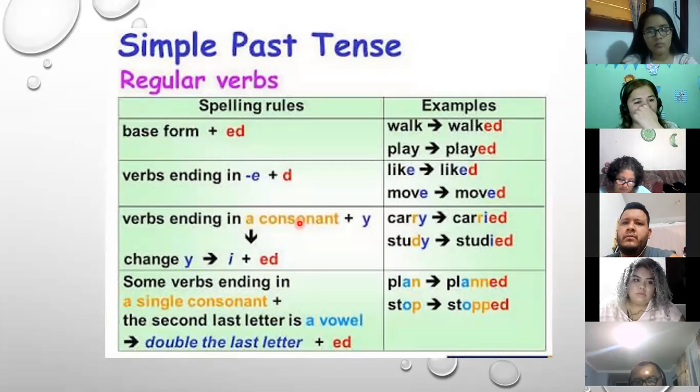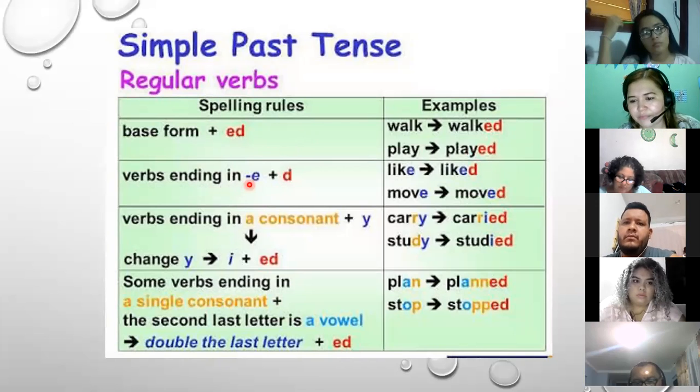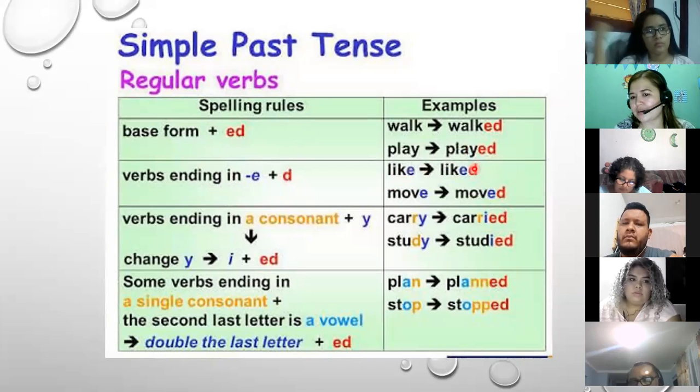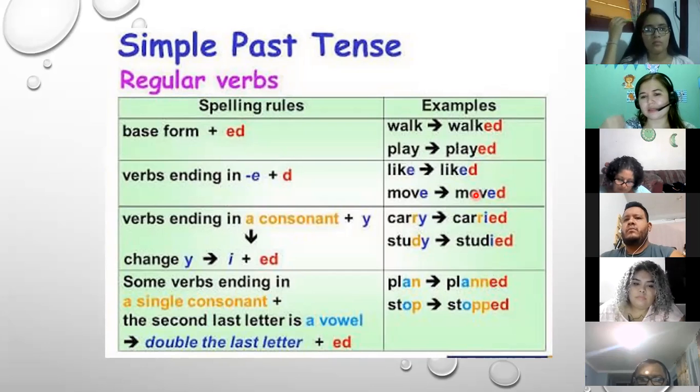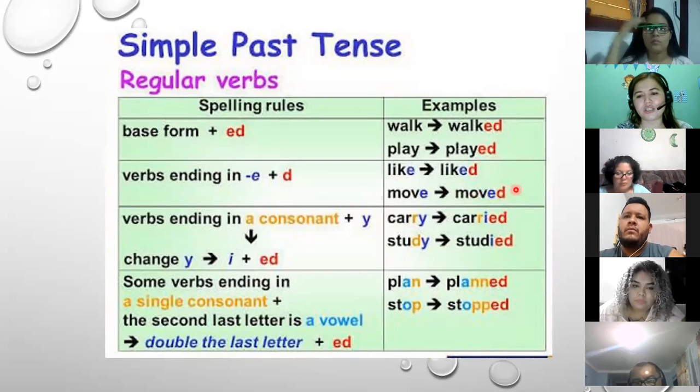But then we have other verbs, okay? And if we have a verb that ends in letter E, we are going to add just the letter D, okay? Like the verb like. So you just add the letter D at the end, and now the verb is in the past, okay? I liked to be with you, or I liked the picture I saw yesterday, okay? Move, okay? I moved from my house last year, okay?